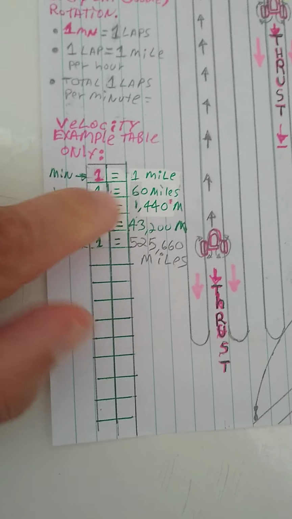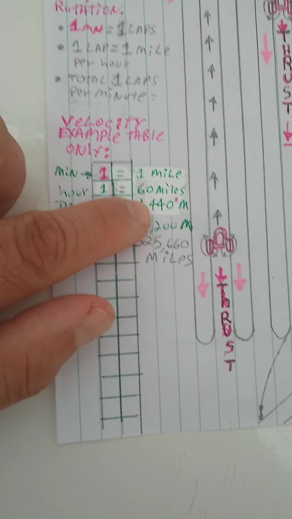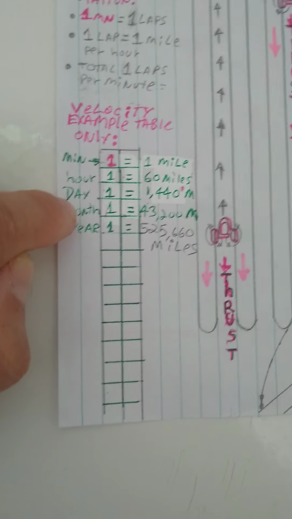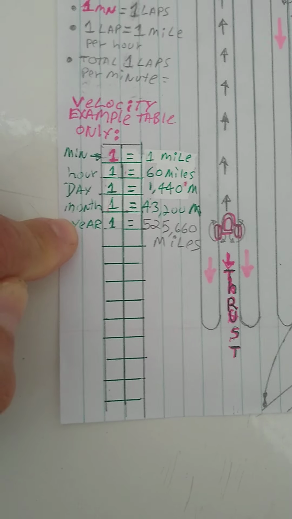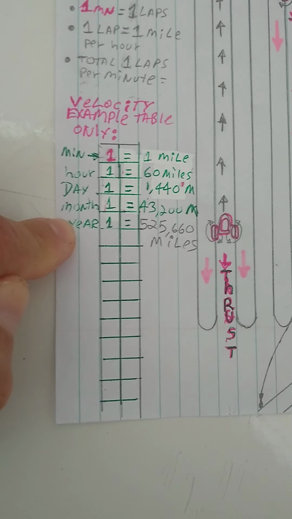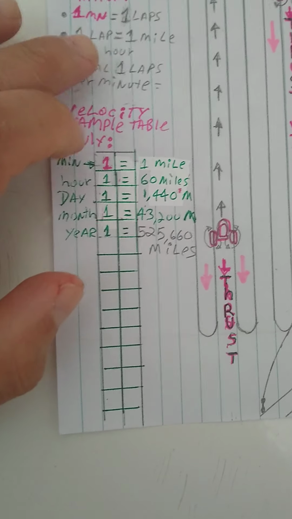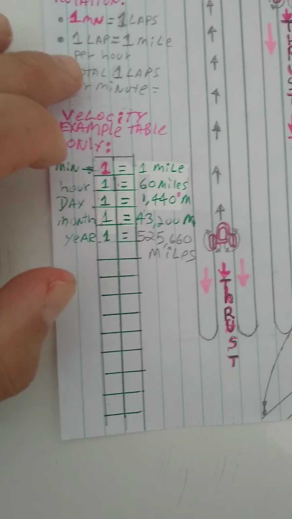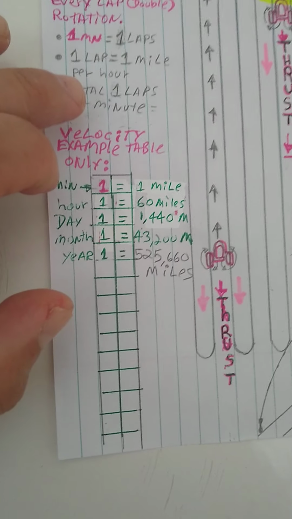1 hour is actually 60 miles or 60 laps. So 1 hour equals 60 miles. 1 day equals 1,440 miles. 1 month equals 43,200 miles. 1 year equals 525,660 miles. So basically, just using this number, and this number is just an example, because we don't know how fast or how slow this concept is going to be, depending on how they design it.